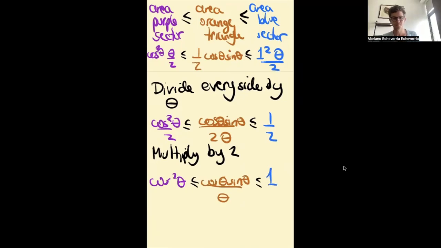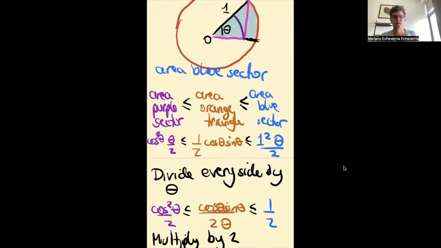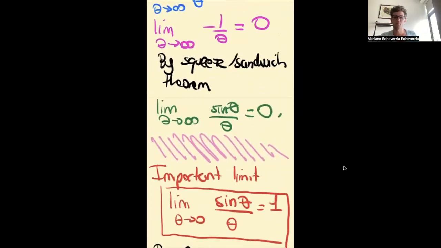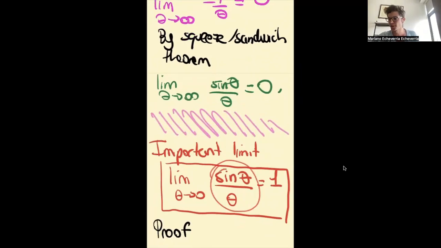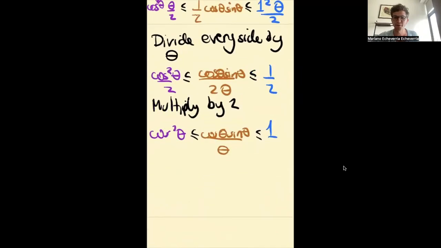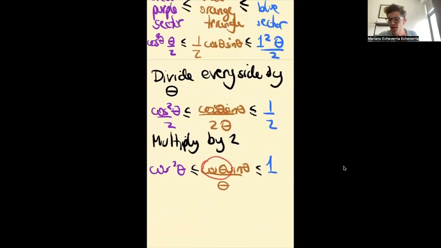Okay. And what's the limit that I care about? The limit that I care about was sine of theta over theta, right? So that's almost what we have in the middle. It's just that in the middle, we still have this annoying cosine. So you can divide by cosine of theta on every side of the inequality.